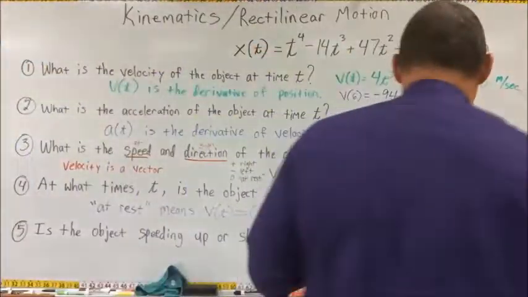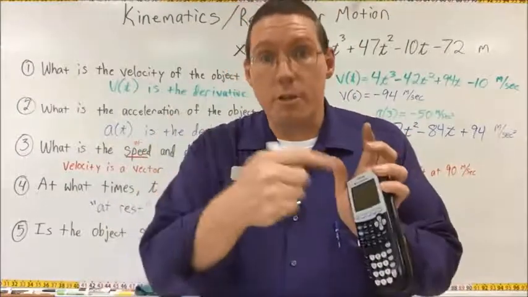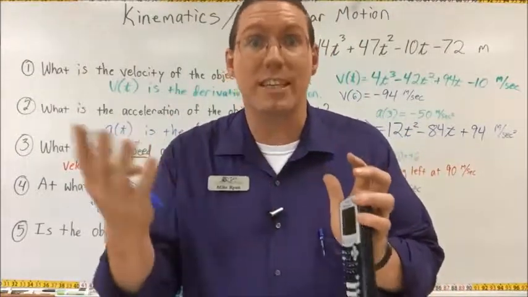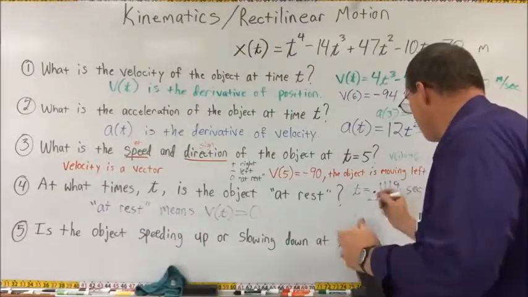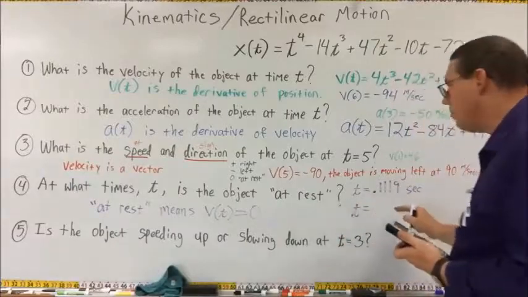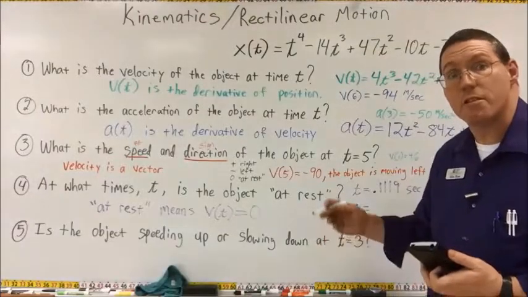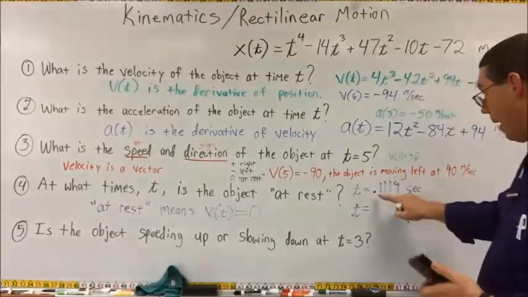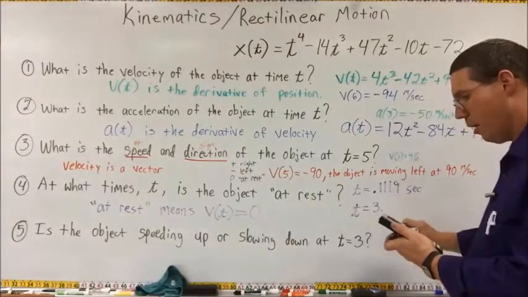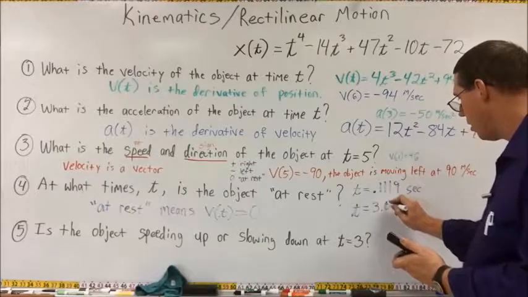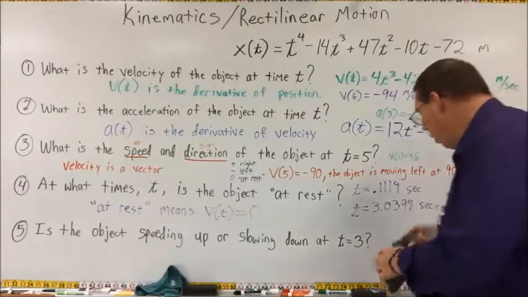Now, I understand that the calculator says it's x equals, but that's because the calculator has a limitation. It's actually a t value. So we're going to say t equals, at time, well, the object is at rest. It's not moving at all. The velocity equals 0, which means its speed is 0, right? At 0.1119 seconds, also at 3.0398 seconds. All right, good. But there's one more on here.